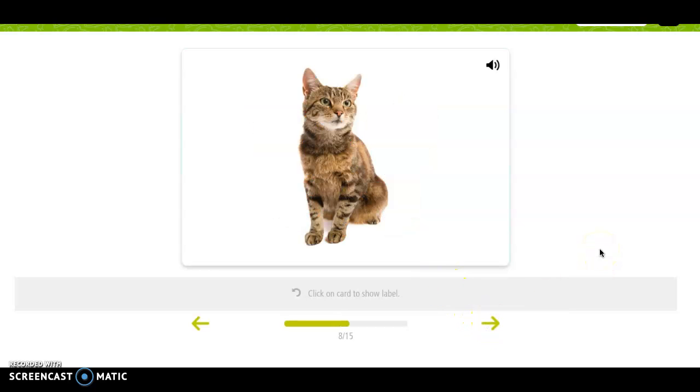This is a cat. A cat is a vertebrate. It is a mammal. It also has fur, like the rabbit. It can walk or it could run, and it has 4 legs. The cat.